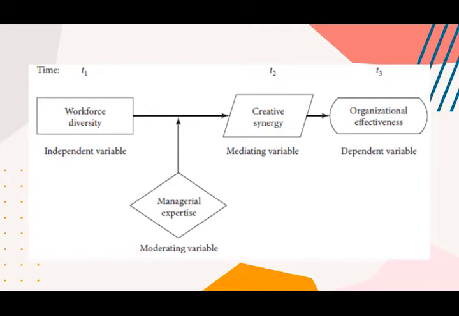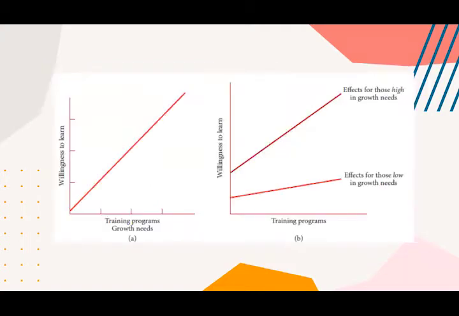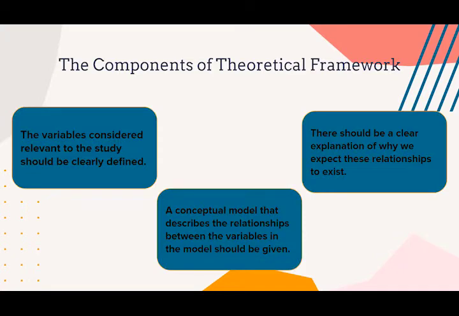The mediating variable surfaces at time t2 as a function of the independent variable, which also helps us to conceptualize the relationship between the independent and dependent variables. And the moderating variable has a contingent effect on the relationship between the mediating variable and the independent variable. So we move on to the next one.